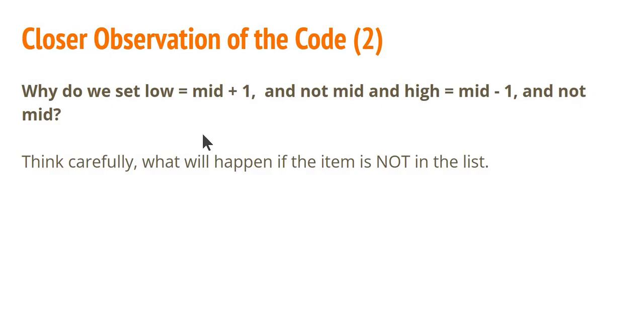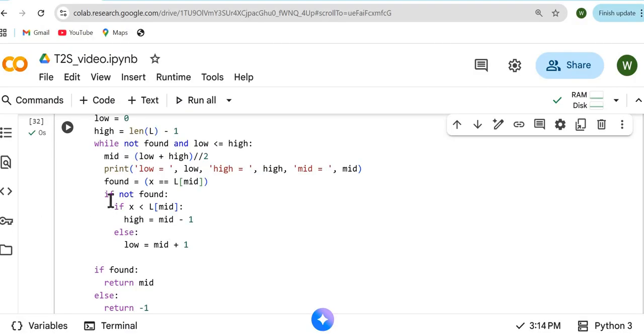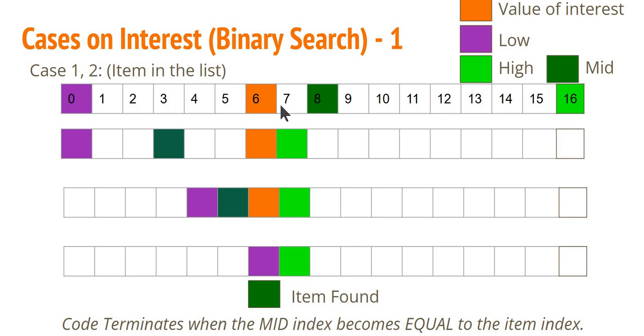This looks very innocent in some sense, but we have to see it very carefully. Remember, if the number has not been found and if x is less than L mid, I go high is mid minus 1. One way to think about it is that I'm searching in the middle location with the intention that I'm going to discard half the list. Since the list is sorted, in this case I'm discarding the upper half. My mid minus 1 will bring me to one location before this, which seems to make sense because this point has already been searched.